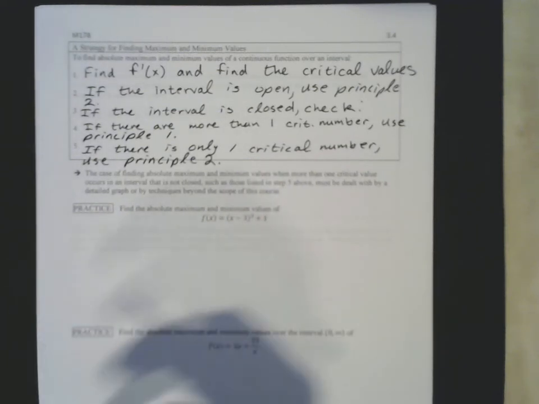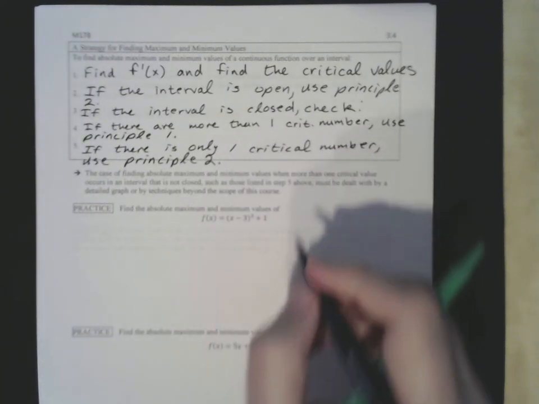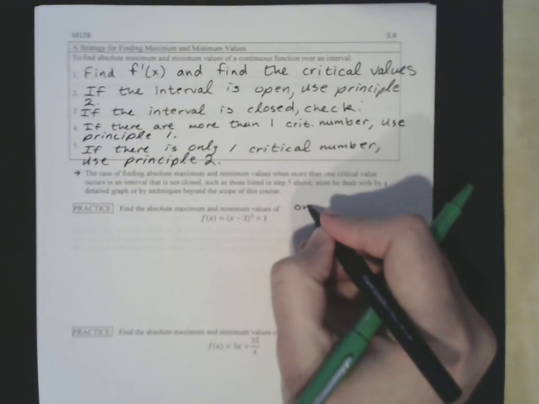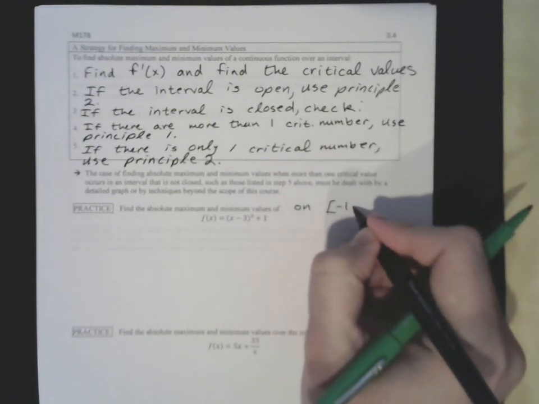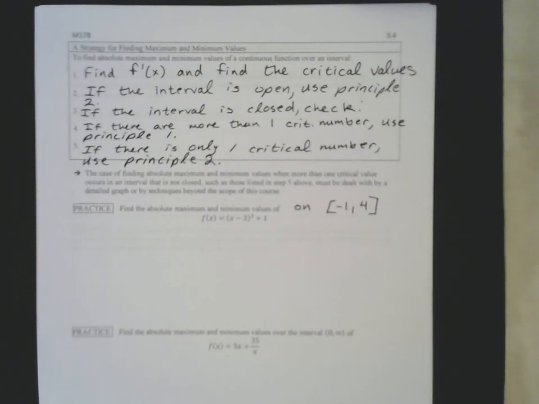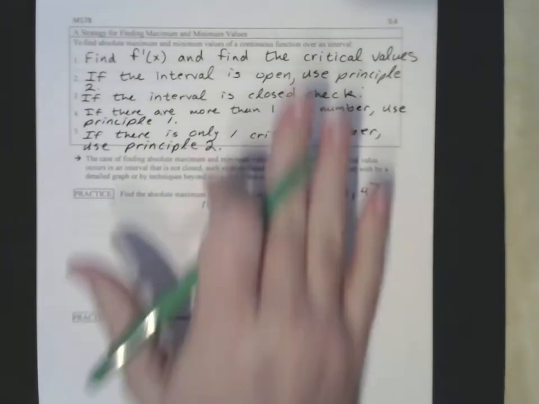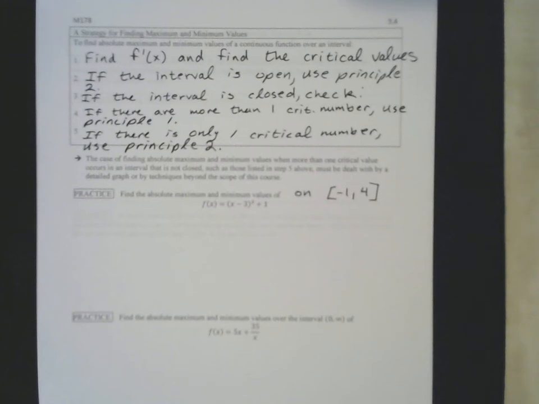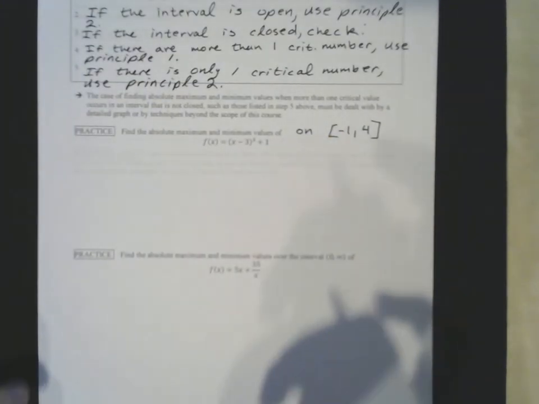So 2 practice problems here. I recommend you pause and try this out on your own. So for this first one, I'm going to give you an interval, -1 to 4, for this function. So pause the video and try this out. Follow your strategy here. See if you can find the right absolute maximum and absolute minimums. So I'm going to walk through it now.